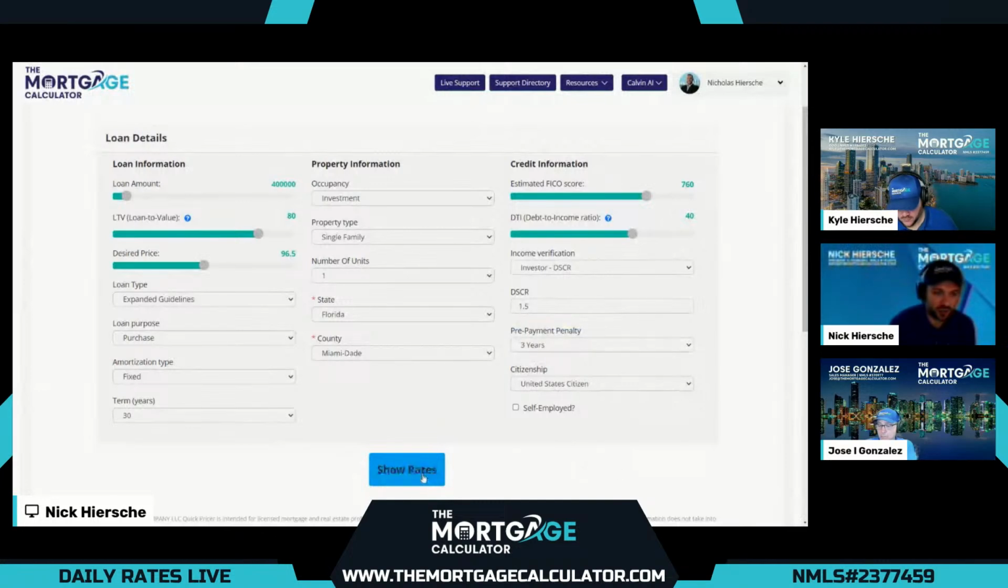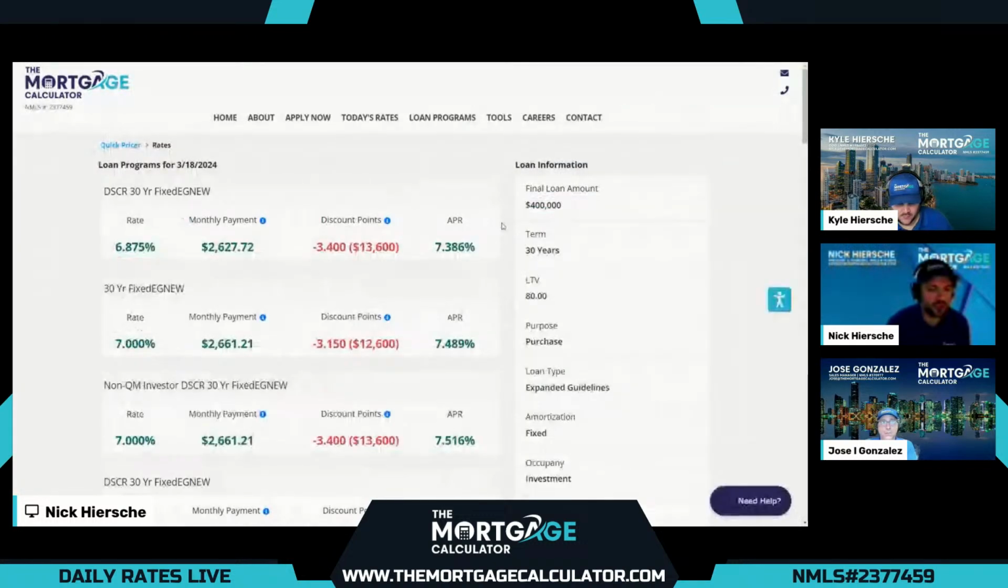So let's check out our DSCR rates this morning. All right, still looking good here. 6.875 rate for 3.4 discount points in cost, put the final APR at 7.386. So not quite beating the portfolio option today, but beating the true conventional options with the DSCR. So investors, if not 100%, would go with this option compared to another.